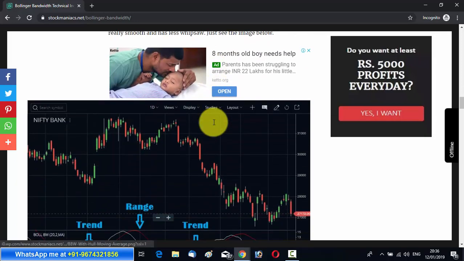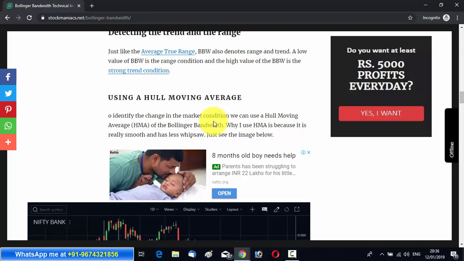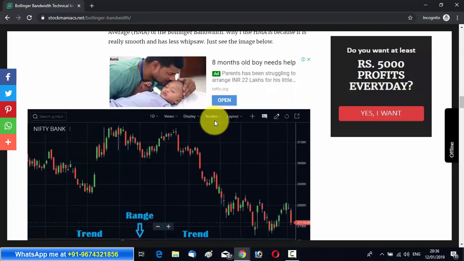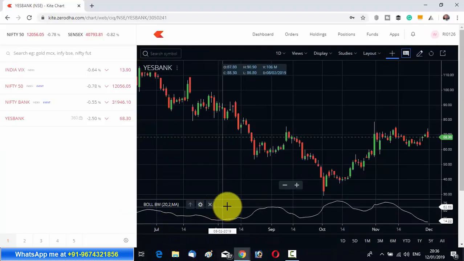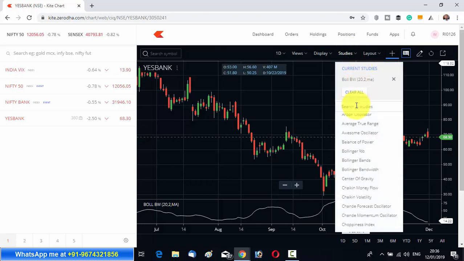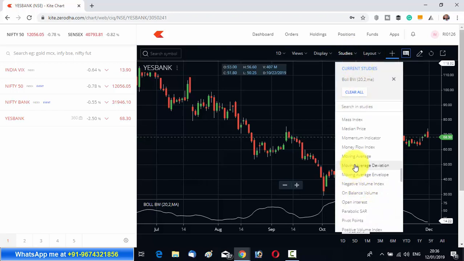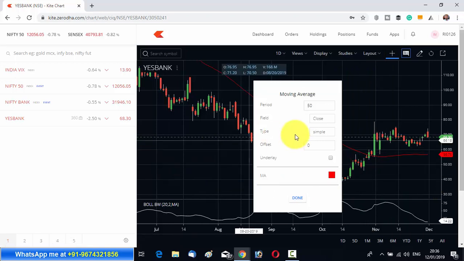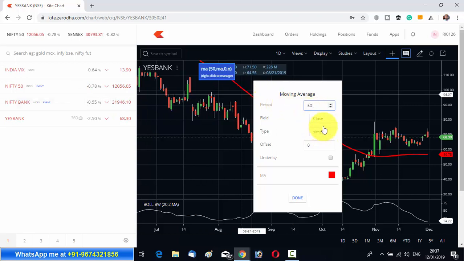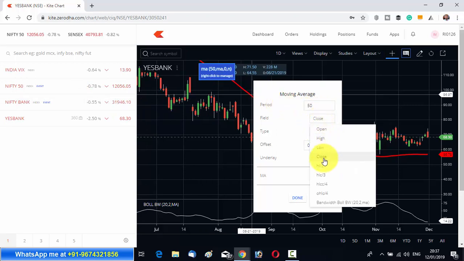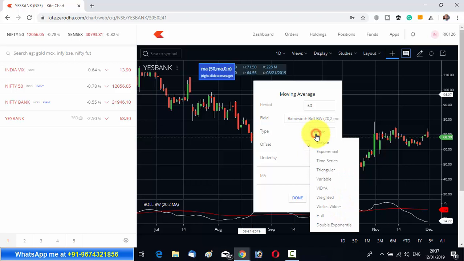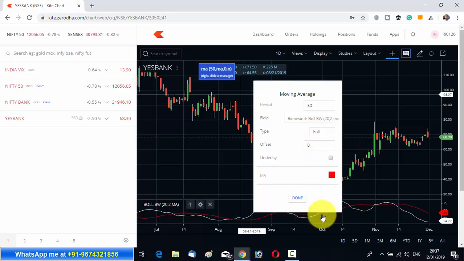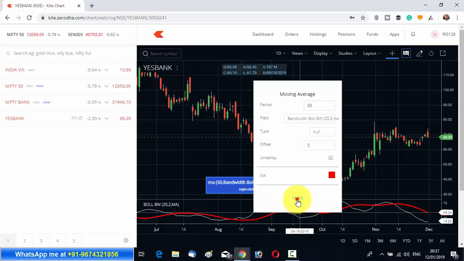Now, how can we identify a trending phase and a ranging phase in just one look? We will add a Hull moving average to the Bollinger Bandwidth indicator. So select the moving average, keep the default period as 50, and instead of field close, select Bollinger Bandwidth, and instead of simple, select Hull. Then click on done.